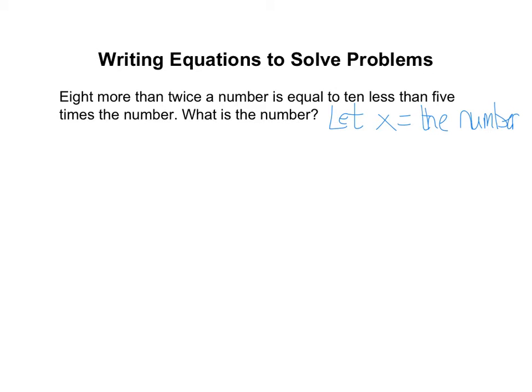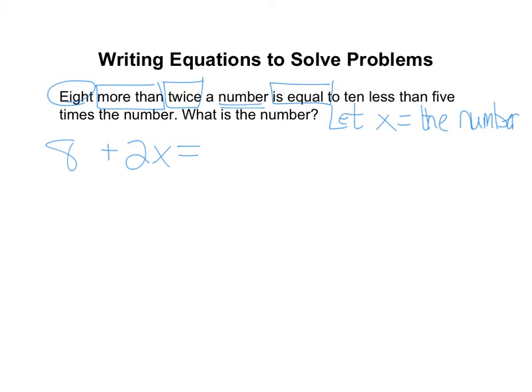Okay? Now, let's translate. I see 8. I see more than. I see twice. And I see my number, right? So 8 more than twice a number. So 8, obviously, we're going to translate as 8. More than, if you'll remember, is add. Twice a number means to multiply the number by 2. So 8 plus 2x. That is 8 more than twice a number. Okay? So then I have is equal to. That's pretty obvious, right? That's my equal.